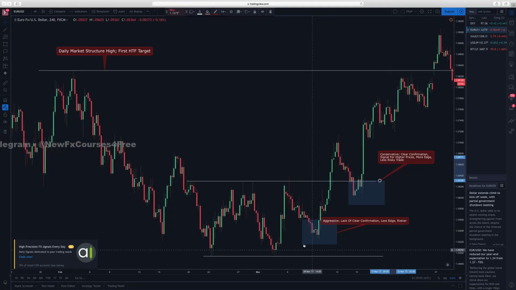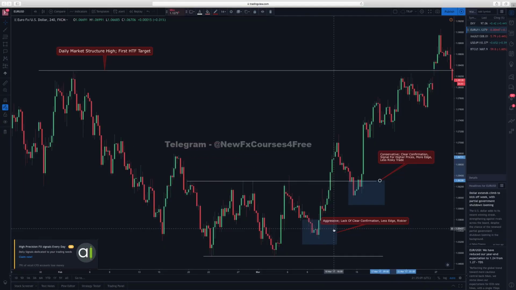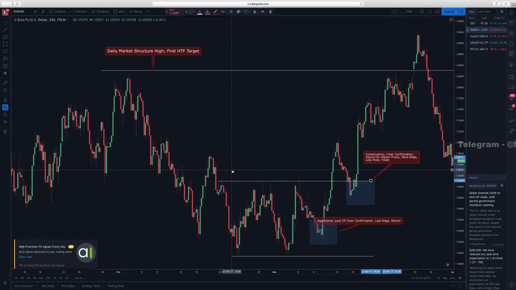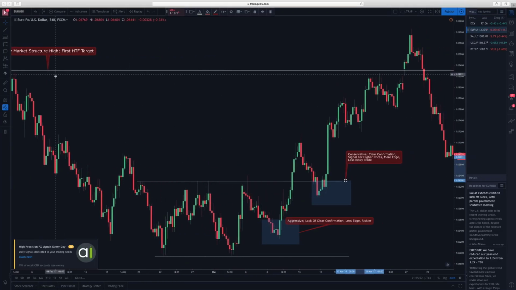When you take entries from areas like here with less edge, less confirmation, when you get slapped, don't cry. Know that, yeah, that was a risky trade and I knew what I was doing. That was a big risk sort of thing. But yeah, apart from that, I think that is pretty much it for that. Oh no, cool. There's one last thing that I wanted to point out.